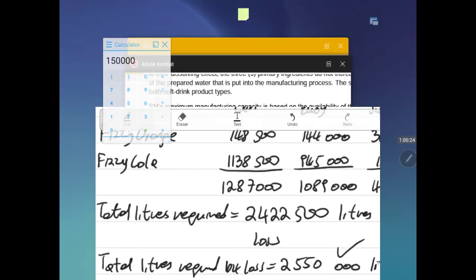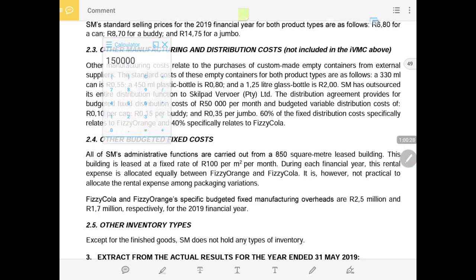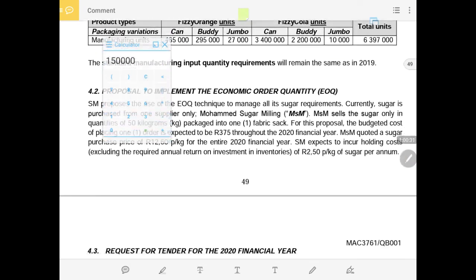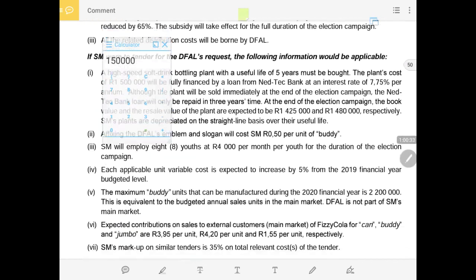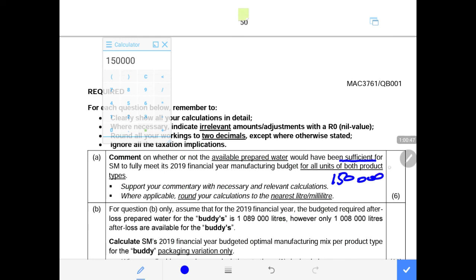Therefore, the conclusion will be we don't have sufficient water to produce the units that we want to produce. Because they said we need to comment on whether or not the available prepared water will be sufficient. Then we will say the available water is not sufficient. We are running at a shortage of 150,000 liters. That will be your comment.